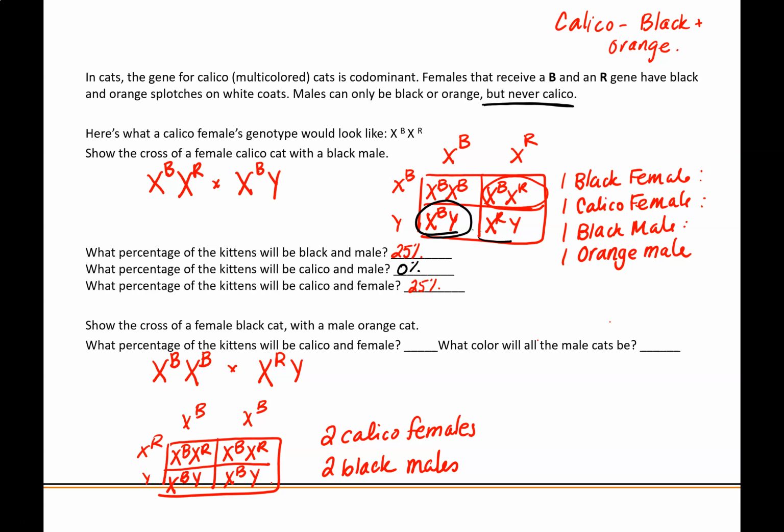So, what percentage of the kittens will be calico and female? All of them, 100% of them. I'm sorry, 100% of the females will be calico, but of all the kittens, 50% of the kittens are going to be calico and female. And what color will all the male cats be? They will all be black. So I got tripped up on my own questions here. Make sure that you are answering the question that is being asked. And this is more important now because we have to distinguish between males and females.